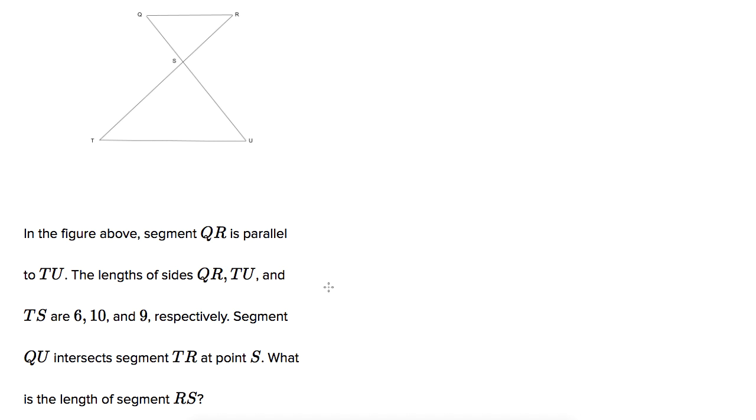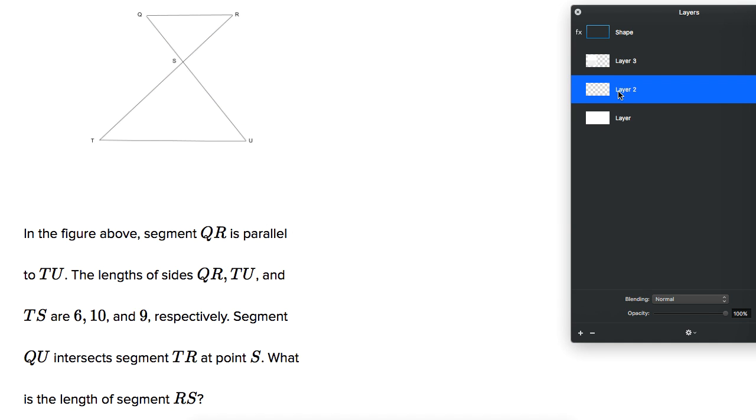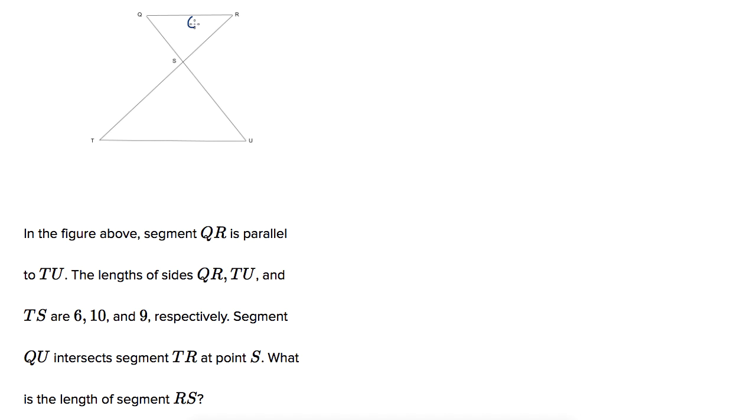I see this isn't labeled on my drawing, so I'm going to do that right away. 6, 10, and 9, respectively. Segment QU intersects segment TR at point S, all right? I could have figured that out. What is the length of segment RS? So we're trying to find this length right here.